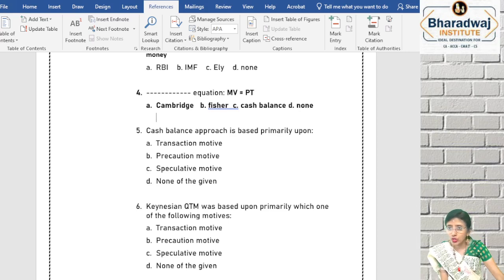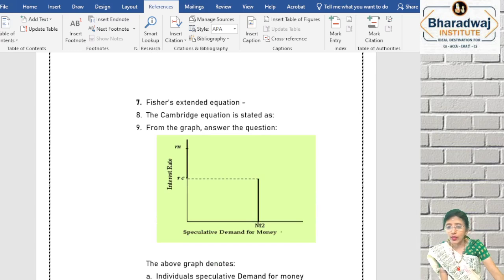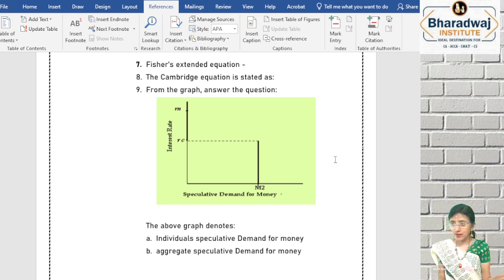Have you chosen for these two? Okay, go to the seventh one. Fisher's extended equation, you have to write. Then Cambridge equation. Write down the Cambridge equation because what we will generally forget, no? That is one. And from the graph, as I told you, the typical question which I see is you have to identify whether it is the individual speculative demand or aggregate speculative demand for money which is portrayed in the above graph. When we went through the notes, we saw the graph, no? I showed you, isn't it?